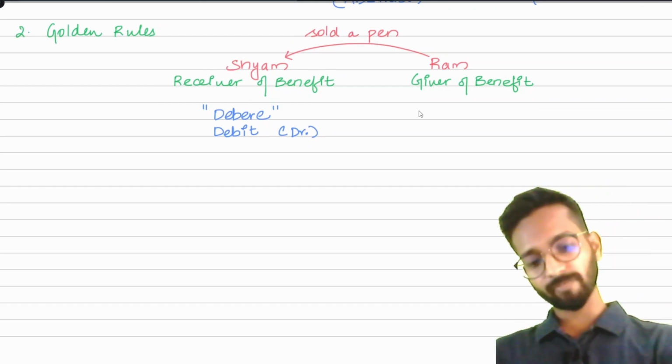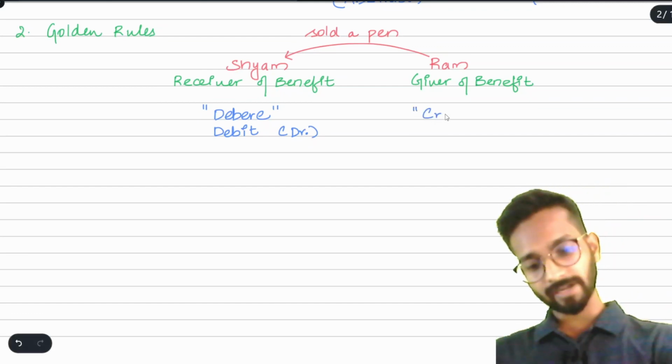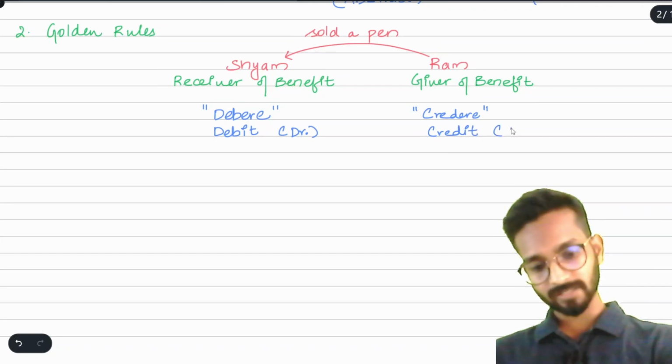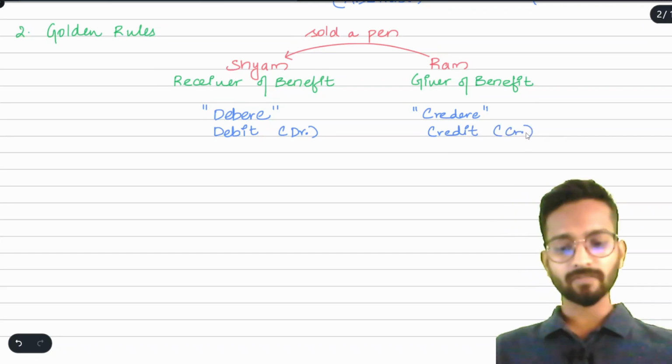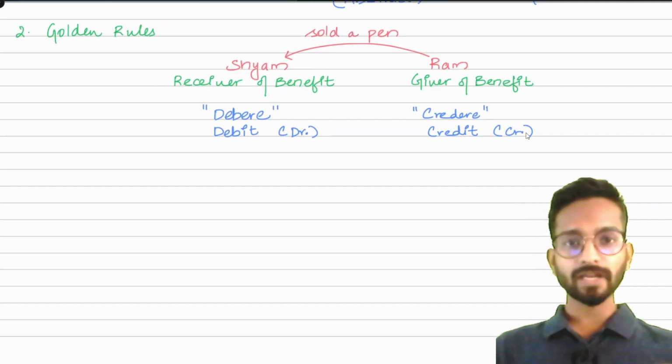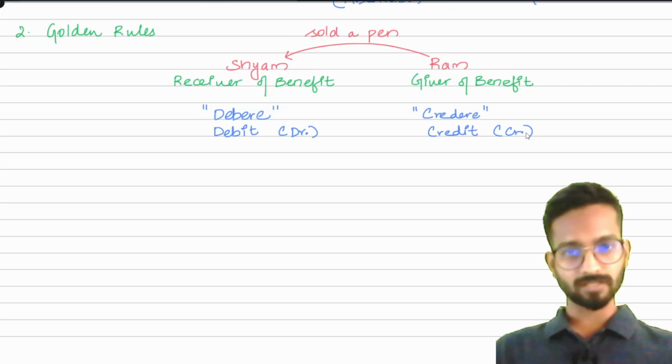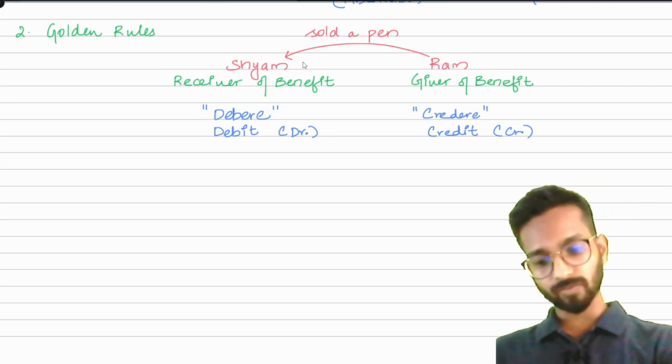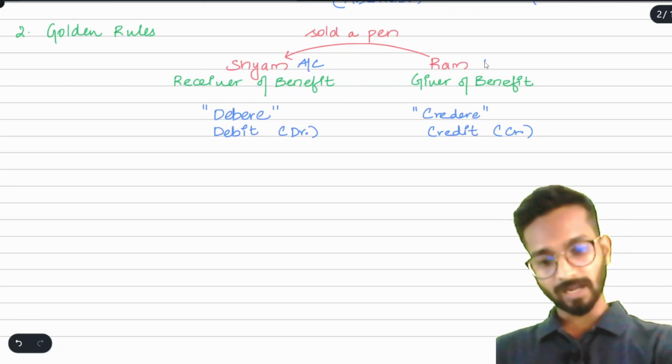Same like giver of benefit was written as credere. Credere became in our English language credit, that is cr. Sir, but why are we learning this and what is the purpose? See, when I am saying Ram sold goods to Sham, or Ram sold a pen to Sham, then there is a particular entry we have to write in the accountancy. It means the Sham's account and the Ram account is there, and there is a pen account.